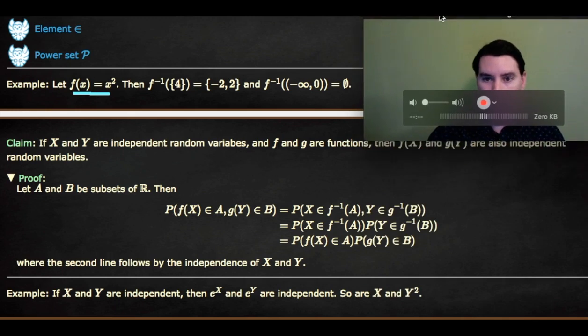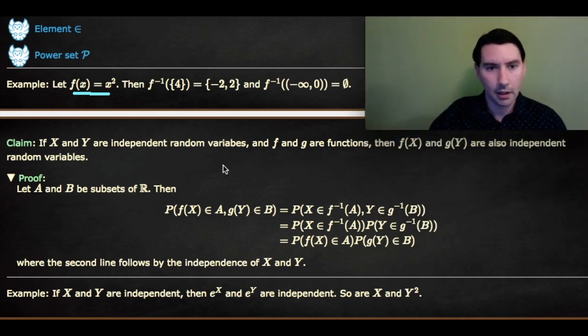And to show this, I'm going to leave this window up here because that was in a good place. We're going to take two sets A and B of R, and remember that the random variables are independent if the probability that they're in those sets is the product of the probabilities that each random variable is in those sets. So we're looking at the probability that f of X is in A and g of Y is in B, but this is the probability that X is in the pullback of A and Y is in the pullback of B. Because in order for f of X to be in A, that means that X has to be in some value that maps to A. And also for g of Y to be in B, that means that Y was some value that g maps to B.